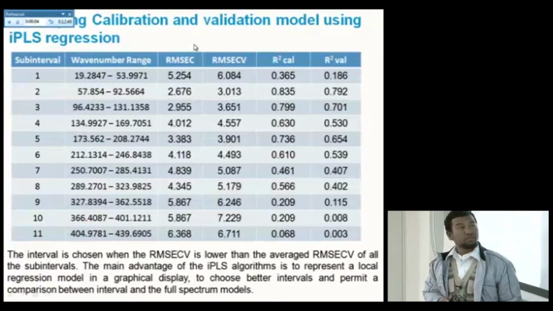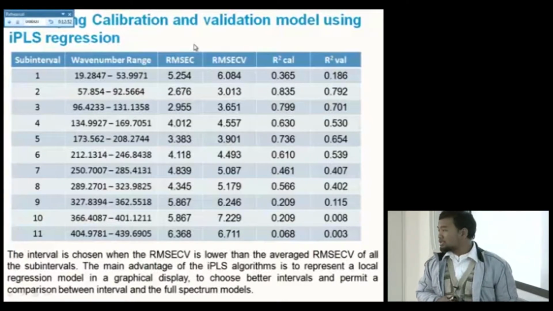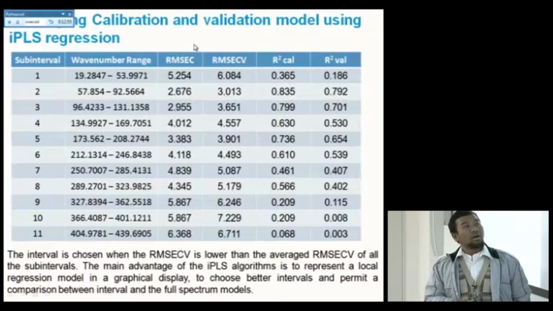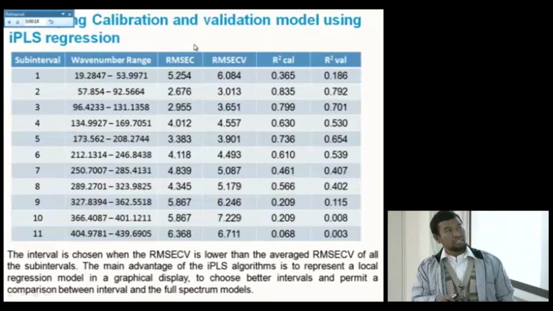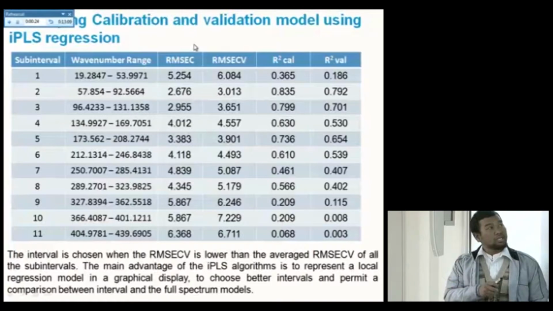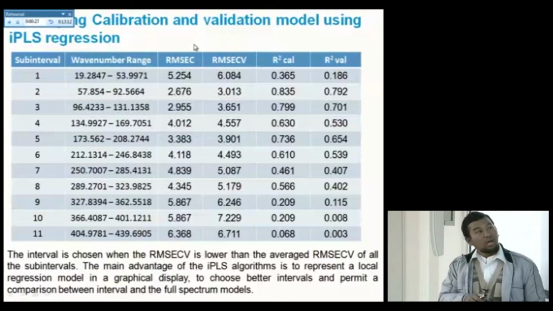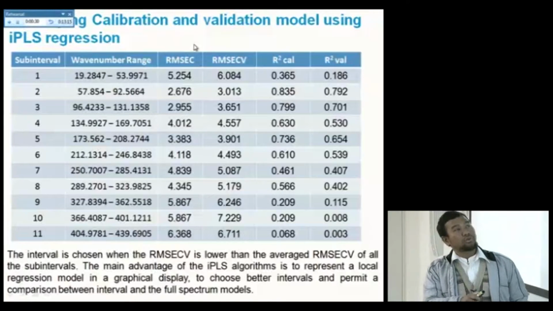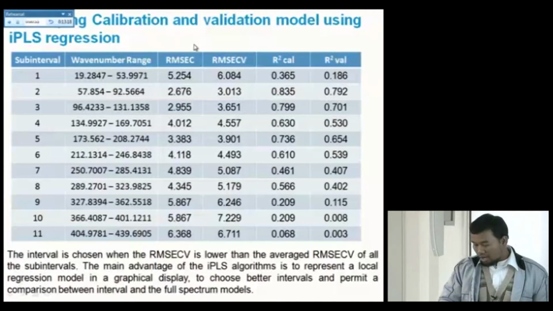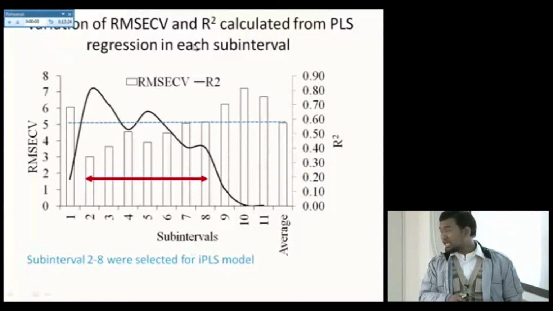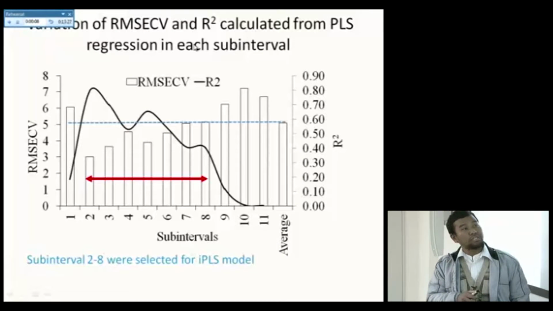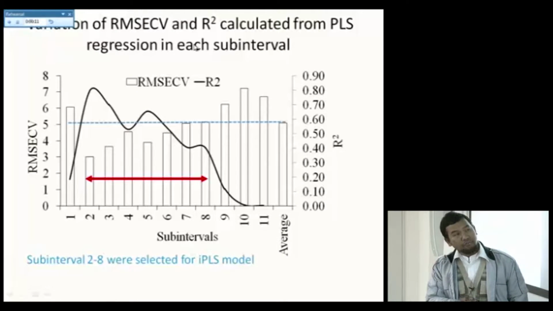Now we apply the IPLS methods. So this table shows us the results of the calibration model for 11 sub-intervals. So we choose 11 sub-intervals, and then we got this value for each sub-interval. So for the IPLS model, we choose only the sub-interval which has root mean square error of validation lower than the average. That's why we saw this graph. This graph shows the variation of root mean square error of cross-validation with the average. Here's the average.